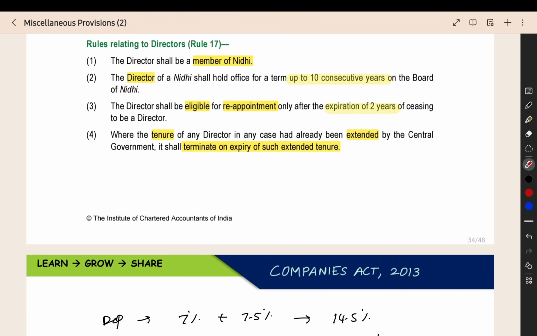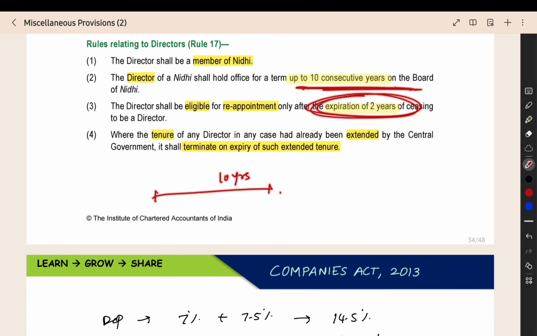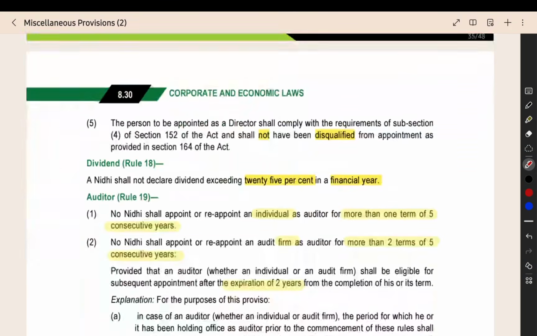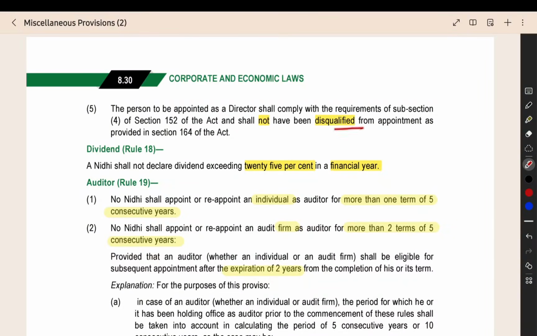There is no problem. But after completing the 10 years, we have a 2 years cooling period. 10 years continuously you are a director, then after that, a 2 years cooling period. After that, again, you can be a director for 10 years. If the tenure is extended by the central government, then that extended tenure will be applicable. You normally have 10 years, but if the central government extended it and gave you a total of 14 years, then after the 10-year end, you can serve another 4 years. There is no problem.